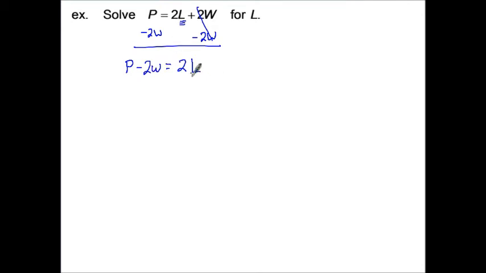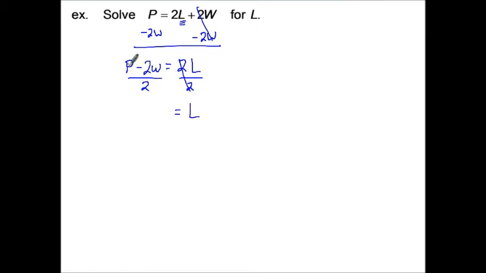Okay, now at this point, again, if I totally ignored the left side here and just look at the right side, I want to get l by itself, and I've got the 2 attached to it, so I need to divide by the 2. Alright, again, those two guys cancel, and now I've got the l by itself.